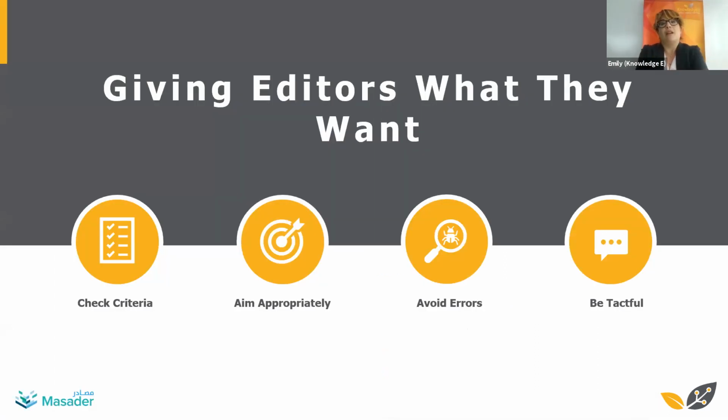Now, giving editors what they want. This is how we get published as academic authors. And there are 4 things I think about when choosing a journal for my articles. I check the journal's submission criteria and guidelines for authors. I aim appropriately for the quality and topic of my article. I make sure the article is properly formatted for the journal and is well written with no typos. And when positioning my research and explaining its overall value, I'm tactful. So I'm just going to talk about these in a bit more detail now.